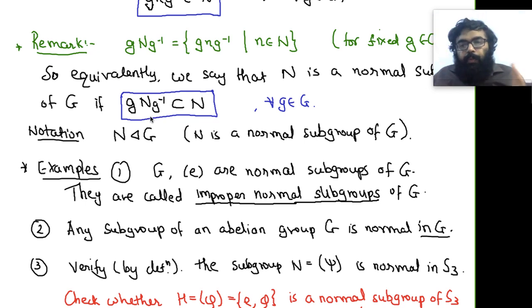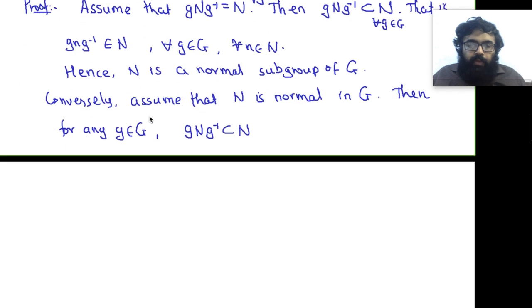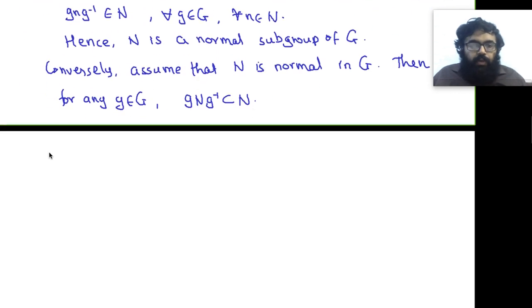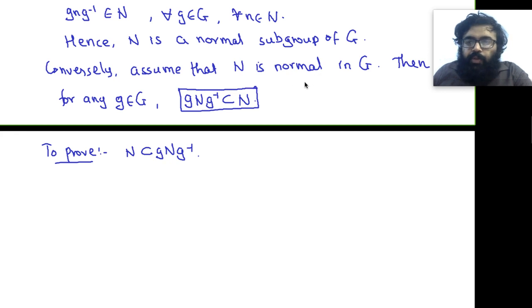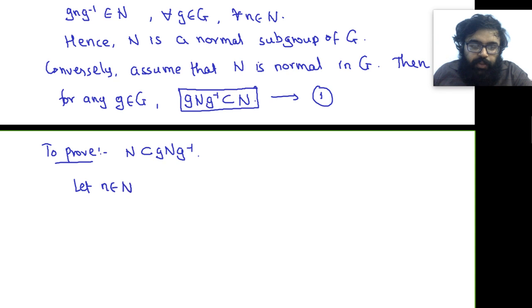What we have to prove is that it is equal. This is already a subset of N, so the only thing we have to prove is that N is a subset of g N g inverse. Let me write here what we are given: for any g, we have assumed normal, so at least this much we can conclude. Let me call it number one. Now we have to show that N is a subset of g N g inverse. So let us try. Let n belong to N.